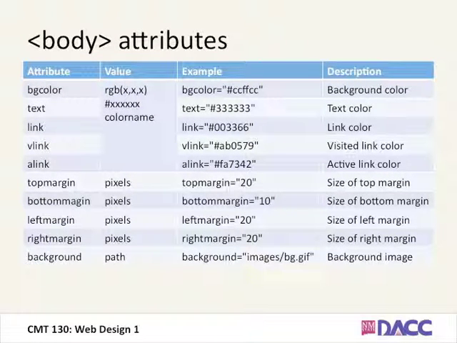There are quite a few attributes you can add to the body tag to style the whole web page. BG color adds a background color to your page. Text adds a text color to your page. Link, V-link, and A-link will color your links. Top margin, bottom margin, left margin, and right margin control the size of your margins. And finally, background adds a background image to your web page.